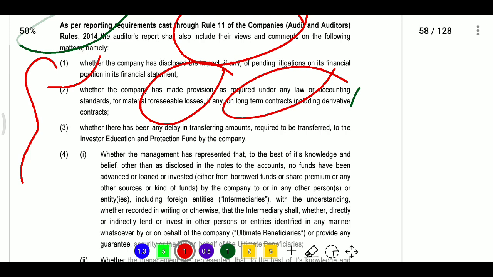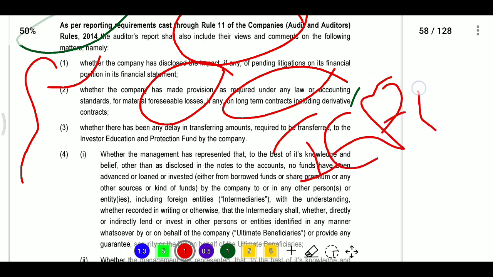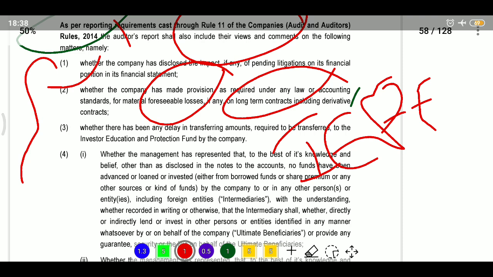Next, whether there has been any delay in transferring amounts to the Investor Education and Protection Fund. For example, if we have a dividend, the dividend will be transferred to that person's account within 30 days. If the amount was not transferred, they will be given some time. After that time, they need to transfer it to the Investor Education and Protection Fund. Whether the bank delayed in transferring that amount needs to be checked by the auditor.